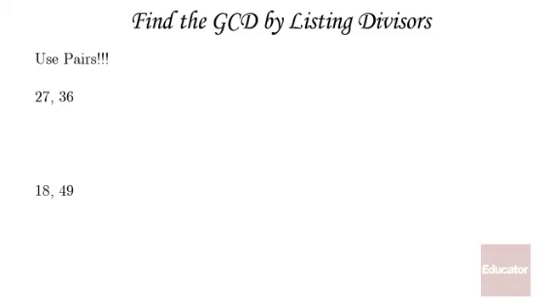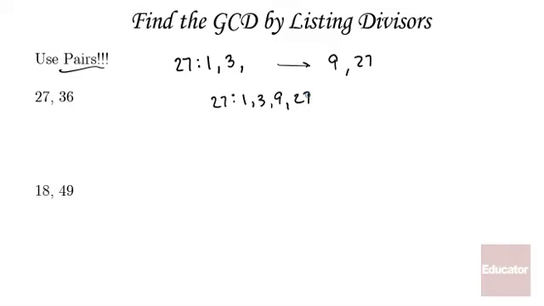Find the GCD by listing divisors. Now when you're listing divisors, remember to use the pairs because in creating lists it's very easy to drop a factor, especially when the numbers are large. So what I mean by creating pairs is 27. 1 times 27, that's a pair. 2 doesn't work. 3 times 9. 4 doesn't. 5 doesn't. 6 doesn't. 7 doesn't. And 8 doesn't, and then you're up to 9. So you know that you've caught all the factors. So the factors of 27 listed are 1, 3, 9, and 27.